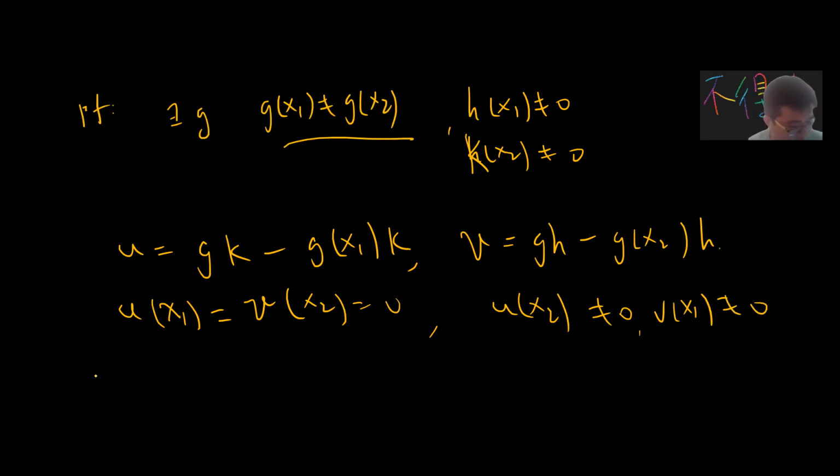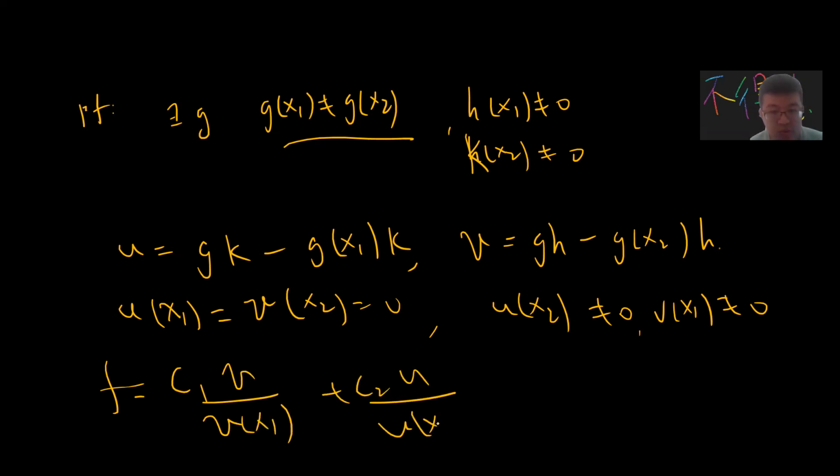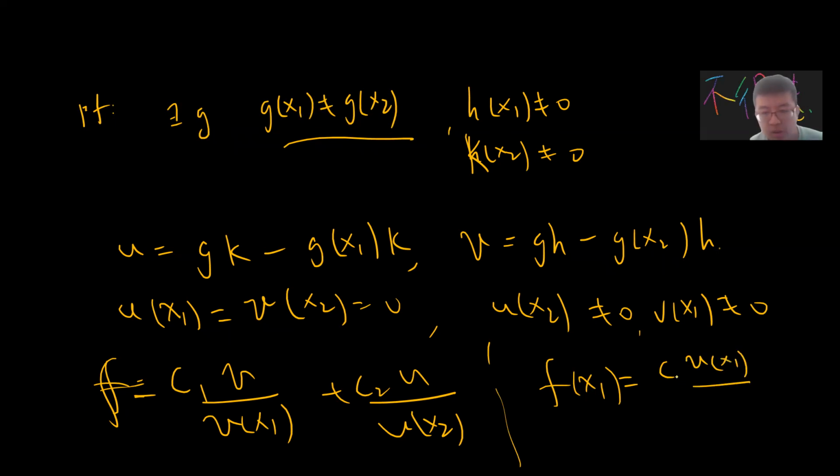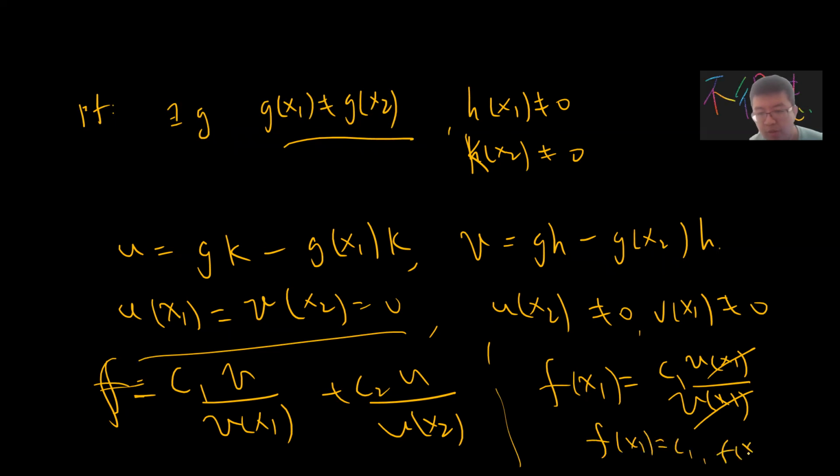And you just define f to be c1 v/v(x1) plus c2 u/u(x2). So it is easy to see that f(x1) will be c1 v(x1)/v(x1), which cancels, and u(x1) is 0. So f(x1) will be c1 and f(x2) will be c2. Very simple.